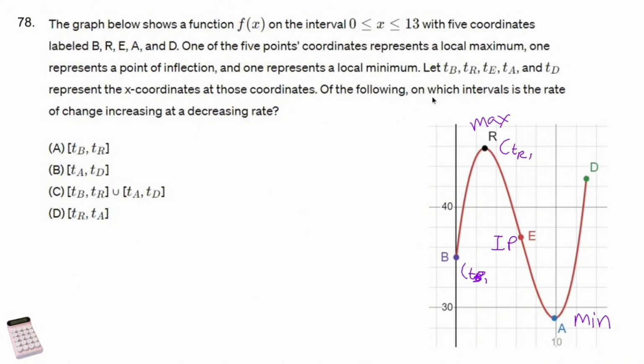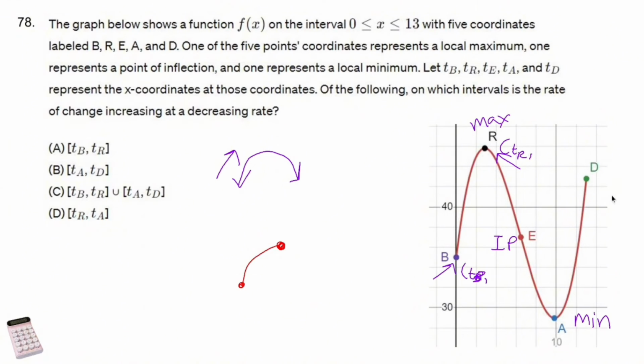Of the following, on which of the intervals is the rate of change increasing at a decreasing rate? Well, if you're wondering what the heck increasing at a decreasing rate means, a decreasing rate implies concave down. Increasing implies going up and to the right. So increasing at a decreasing rate implies the left side of concave down. Now, the only spot that shows me the left side of concave down is in between B and R.